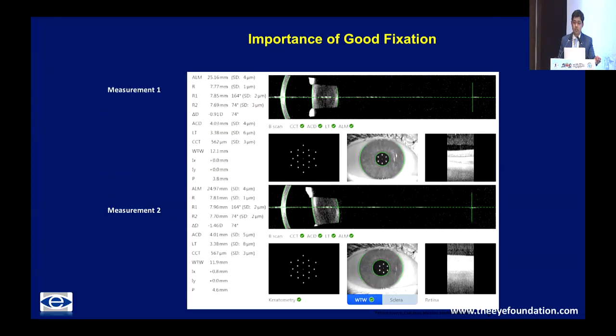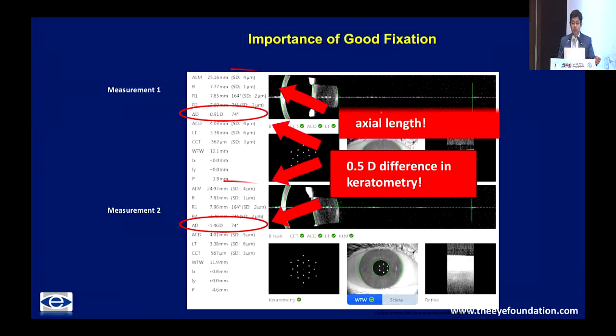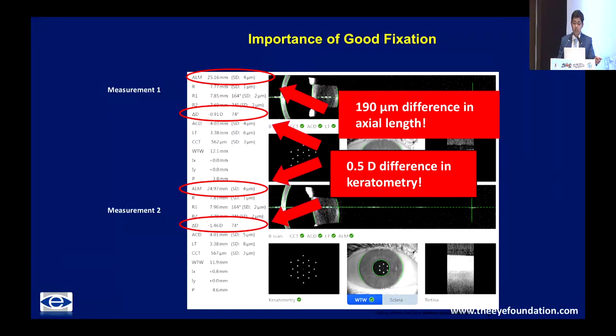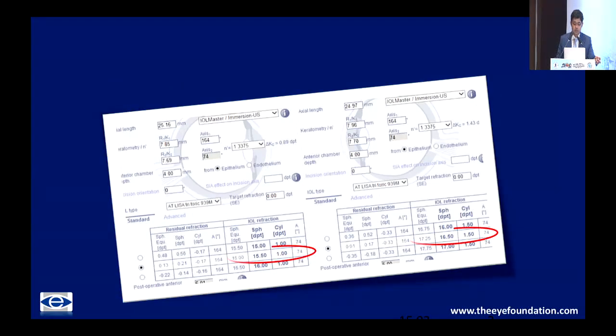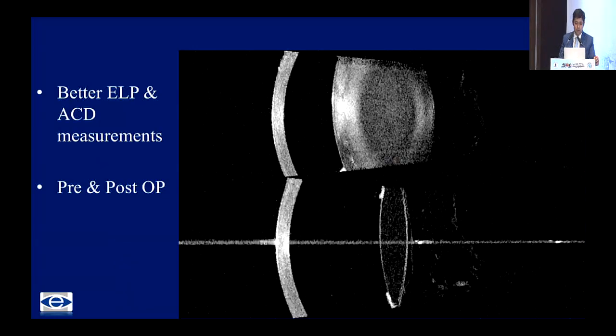Whereas in this particular image, you can see that the foveal pit has not been imaged correctly, and this leads to a significant difference in the keratometry. And even if it's just a 0.5 diopter difference and a 190 micron difference in axial length, it gives more than a diopter of difference when it comes to IOL power calculations. So it's very important that we ensure that the patient is fixating, and now we have a device which is actually telling us whether the patient is fixating properly or not.